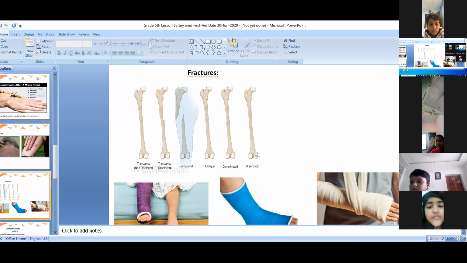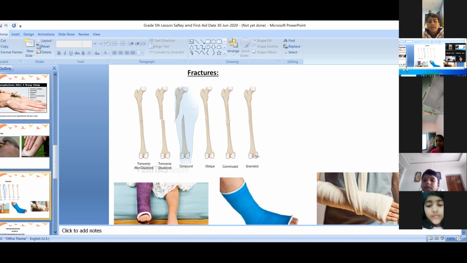Then the doctor will take an X-ray and he'll see what actually happened to your bone, what actually happened to you. So after taking the X-ray, the doctor will tie a bandage. Okay.